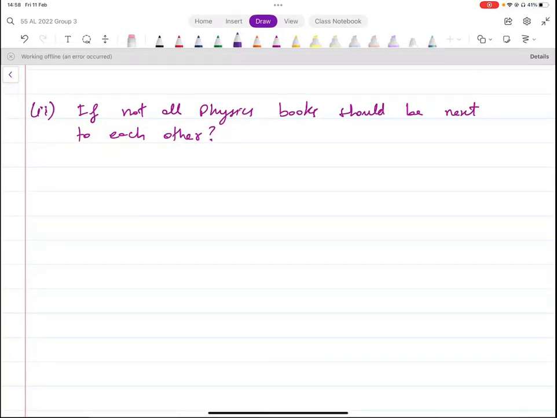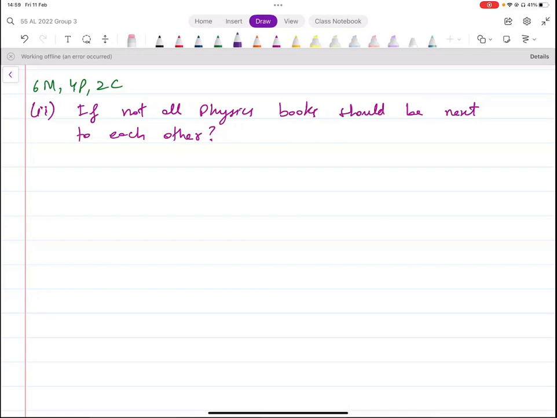If not all physics books should be next to each other. What about this now? We have 6 math books, remember? We've got 4 physics books and we have 2 chemistry books. And now what we want is, not all physics books should be next to each other, right? Physics books सारी जो हैं इकट्ठी नहीं होनी चाहिए. तो again, अब क्या करें? सारी इकट्ठी होने के cases निकाल लें, which we actually found earlier, और total में से minus कर दें, right?